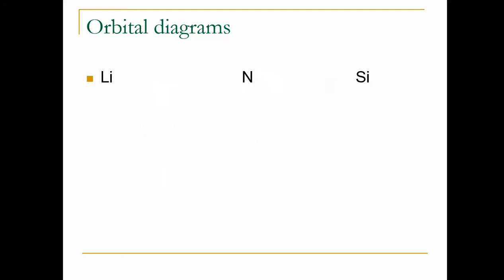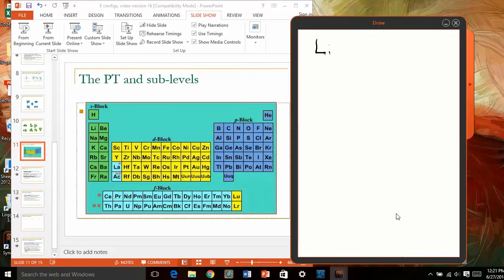So if we're going to draw some orbital diagrams for lithium, nitrogen, and silicon, jot these down real quickly, and then I'll show you what we're going to do with them. You're going to want your periodic table to help you draw these orbital diagrams. Okay, so looking back at our periodic table here, we're going to draw what's called an orbital diagram for lithium.